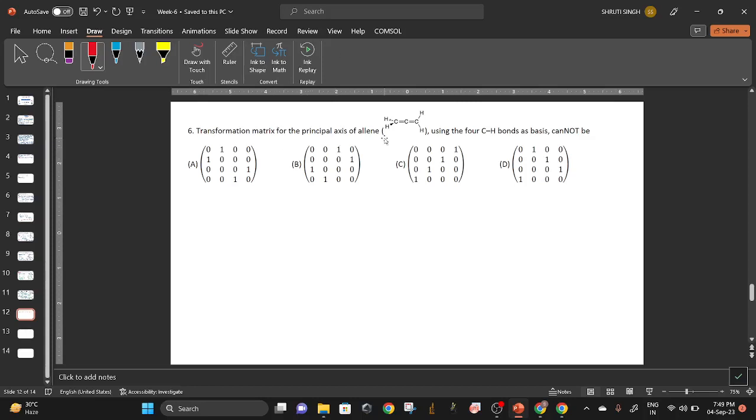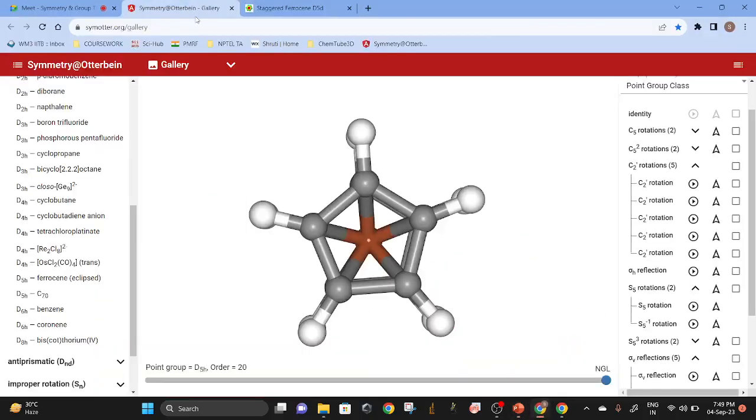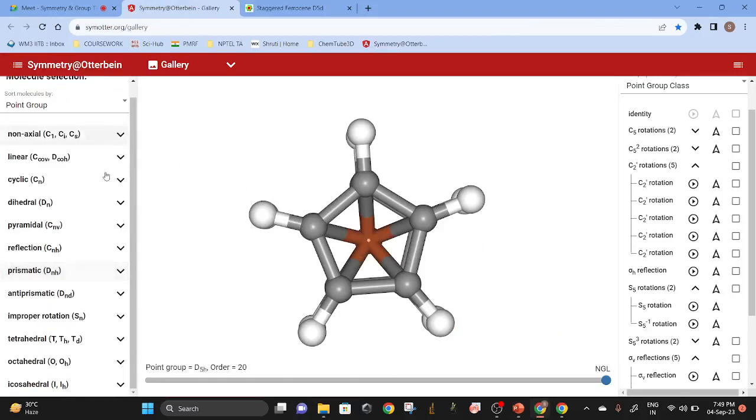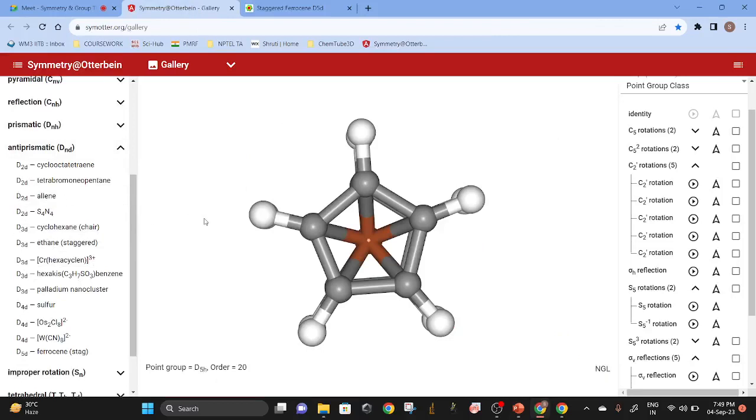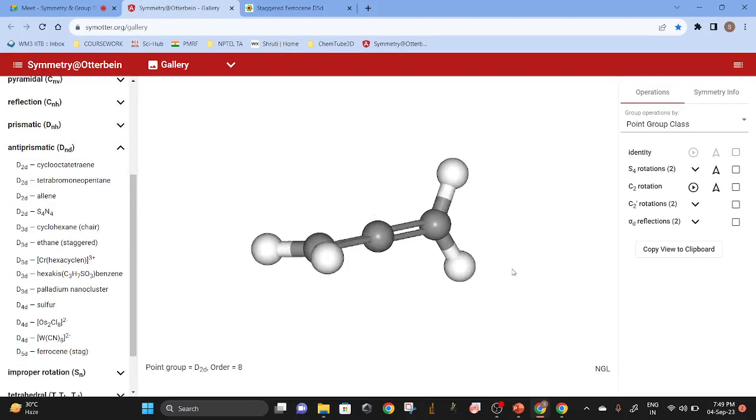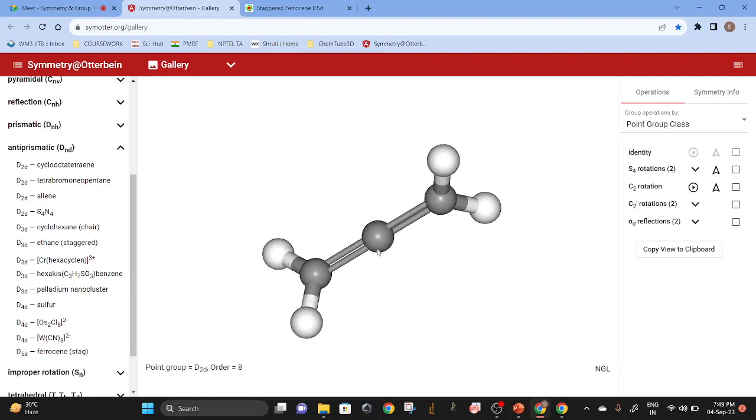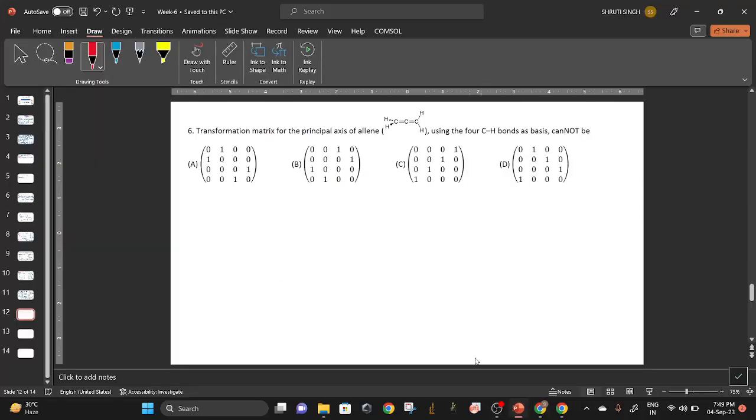Transformation matrix for the principal axis of allene. Now I showed you allene, where what is the principal axis? C2. But where does it pass through? Carbon atoms, three carbon atoms. Yes. So first of all, it is important to know where the principal axis is passing through. So don't take this one or this one as the principal axis. If you have all three C2s or three C3s or like that, then you take that axis which is passing through the maximum number of atoms as the principal axis.